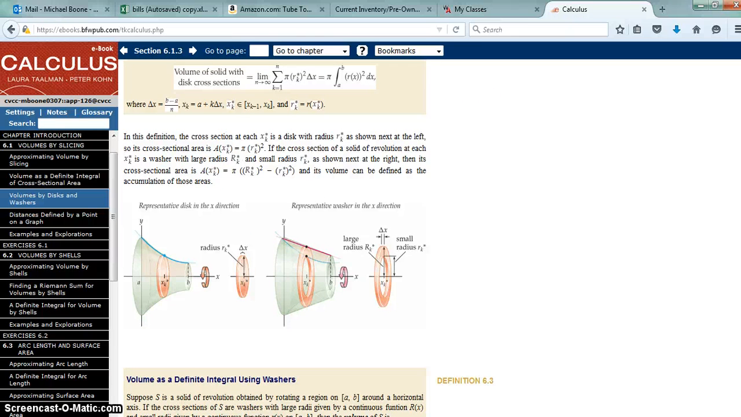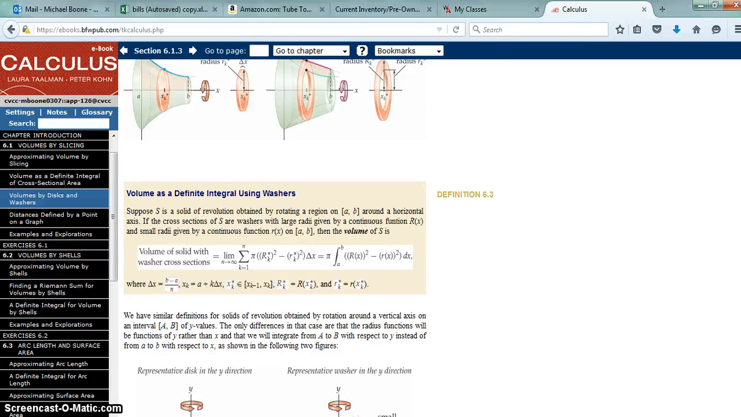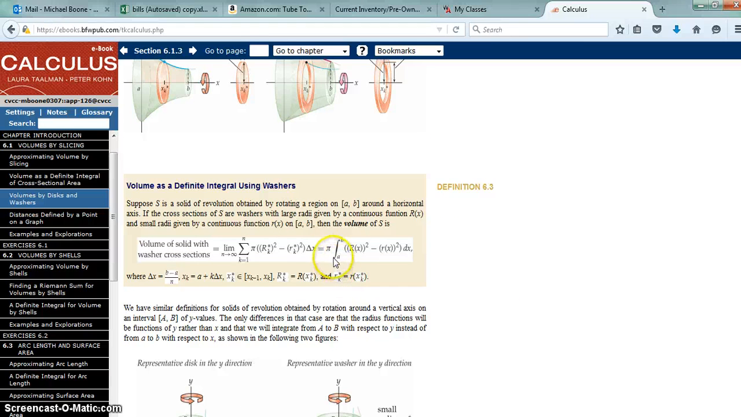When we talk about the washers, we're just subtracting off that inner cylinder, and then we have again a very similar formula: pi times the larger radius squared minus the smaller radius squared. So that's giving us the volume of a washer as we rotate it around the axis.